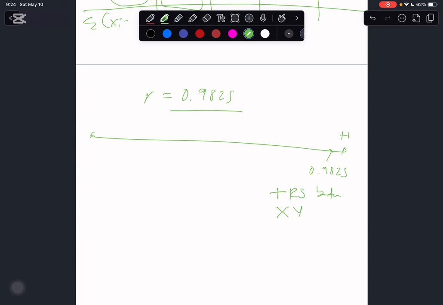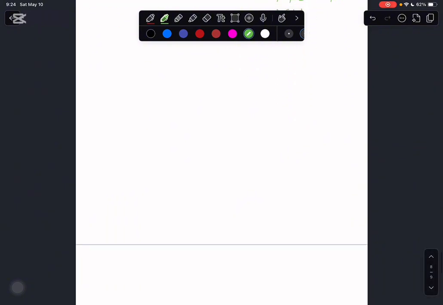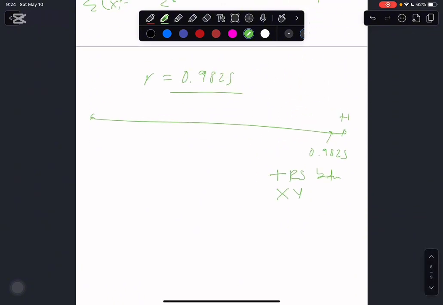Okay, so now we got this. So basically you can conclude that if BMI increases, then you can say that the cholesterol level also increases. Or if the BMI decreases, the cholesterol level also decreases.